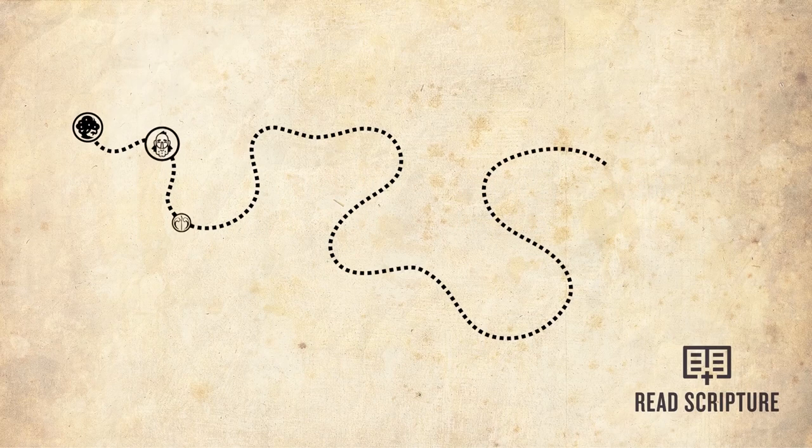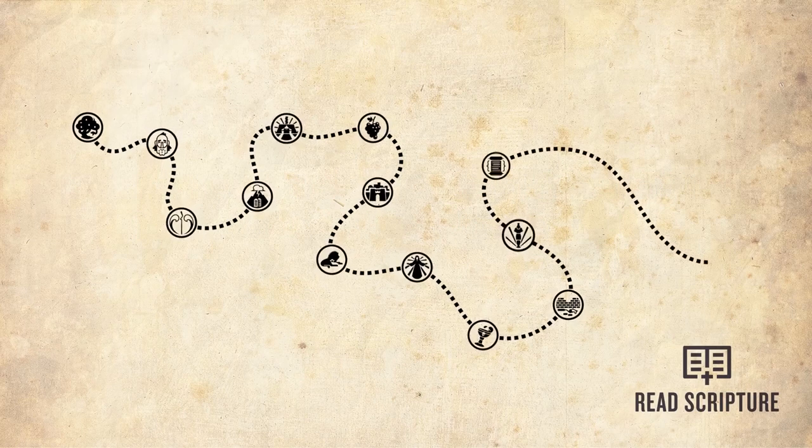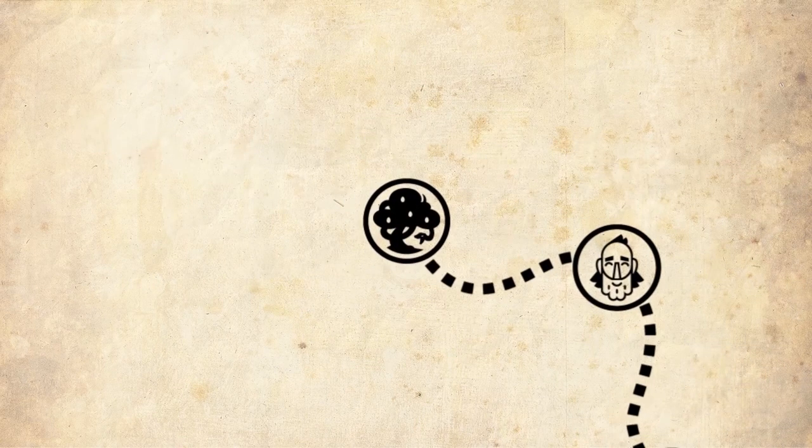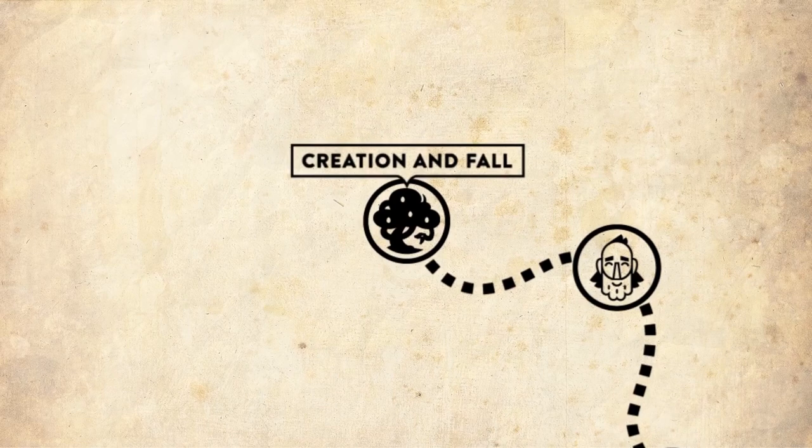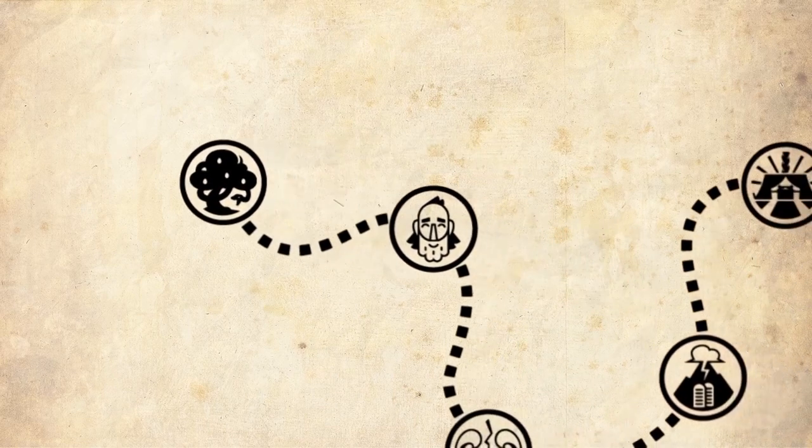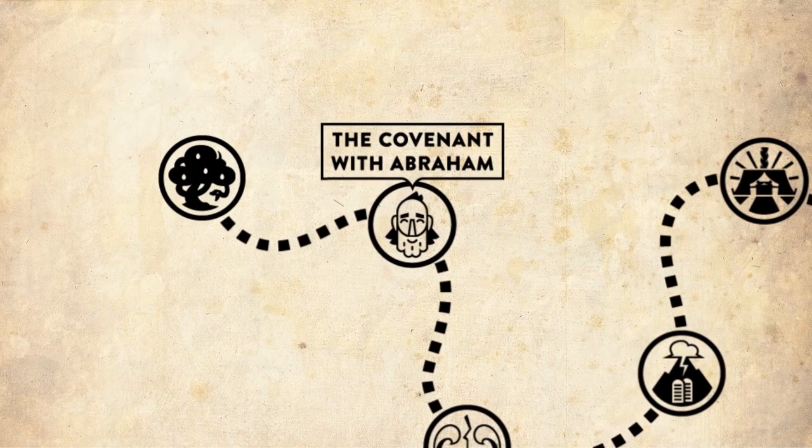story of the Bible into 16 chapters. Now, we've rearranged the order of some of the books to help you see how this overall story works and how each book contributes to it. So we begin with creation of the world and the fall of humanity, which leads to God's covenant promises to Abraham and his family, the people of Israel.